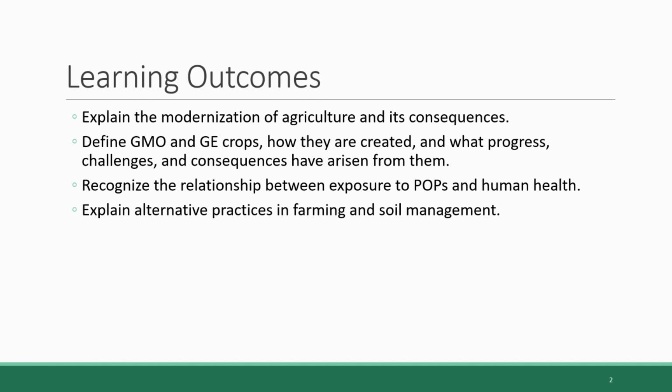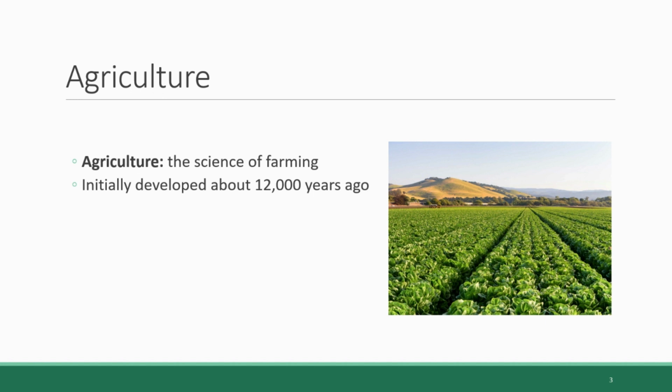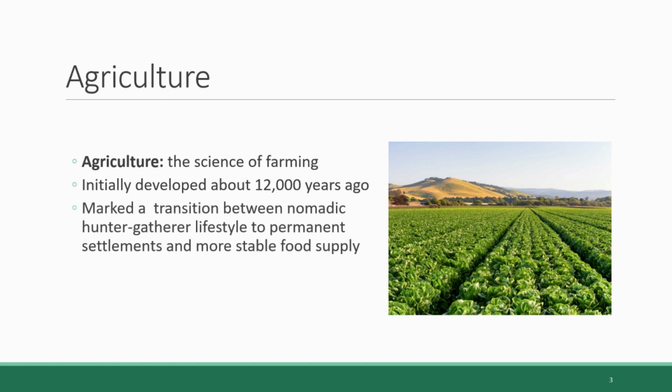So let's begin by first taking a brief look at where agriculture has come from so that we can then talk about how it has been modernized in the 20th century. So, agriculture, as I said, is the science of farming, and it's thought to have been adopted by human civilization about 12,000 years ago. And this marked a transition from a more nomadic hunter gatherer lifestyle to a lifestyle where humans were able to establish a more stable food supply and therefore establish permanent settlements, communities, towns, and cities.